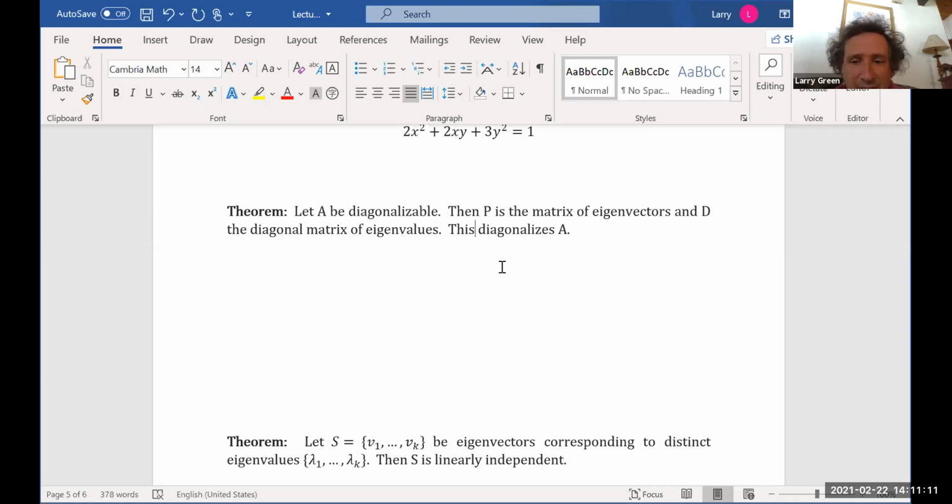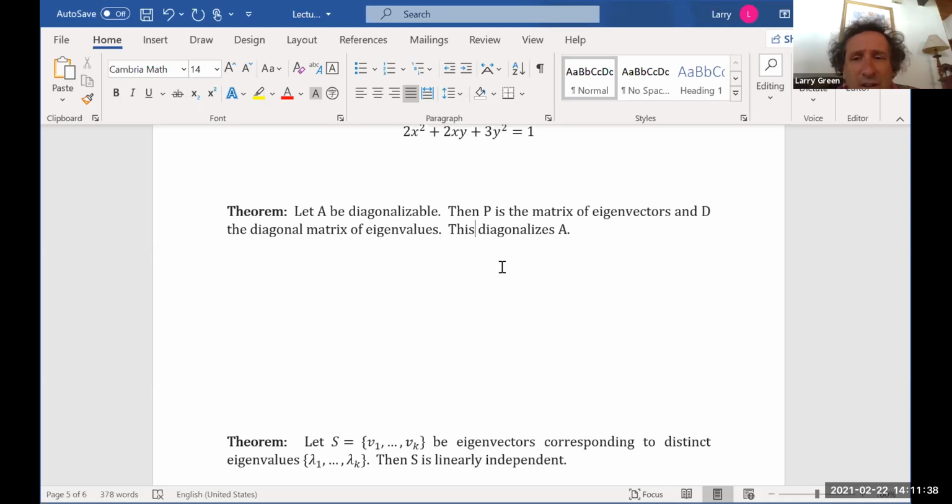So what it tells us is that if we have some weird conic like this, and we want to figure out what the thing is, then we can diagonalize the matrix by finding the eigenvectors and the eigenvalues. And then we have our P, we have our D, and we know what to do. Any questions on that idea?